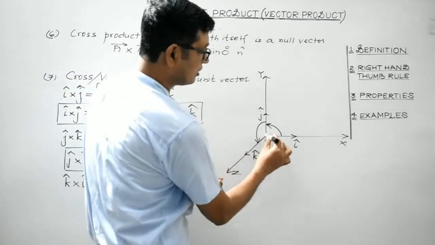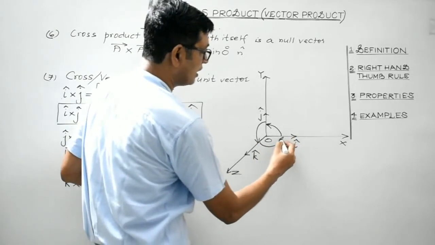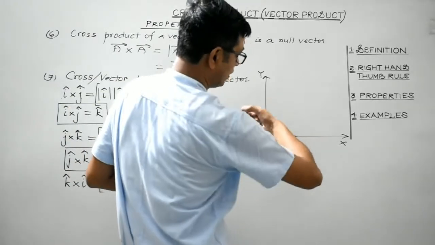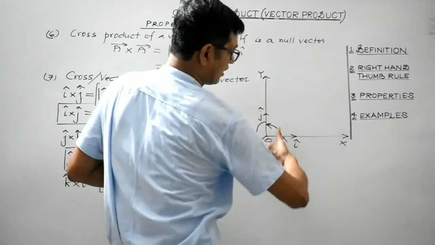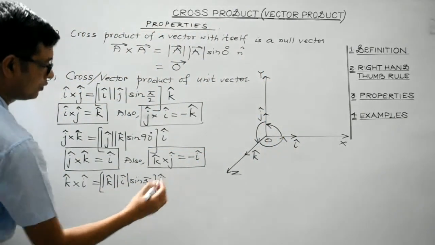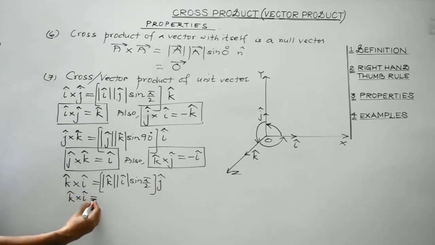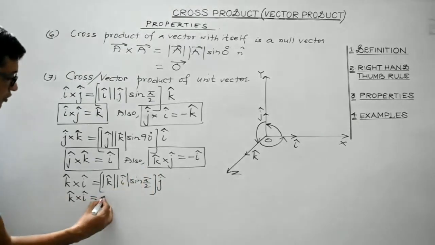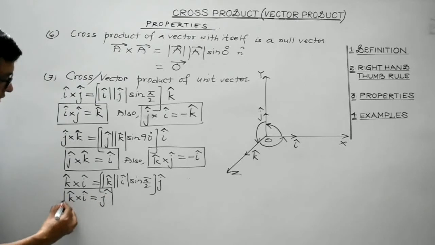Students, look, this is k cap and this is i cap. So the angle is to be measured along this direction. Right? So it's like this. The angle is measured anti-clockwise like this. So the thumb is pointing along the y direction, so it will be represented by j cap. So what you get is k cap cross i cap equal to 1 times 1 times sin 90, which is 1. So we will be left with j cap. So this is a very, very important result.